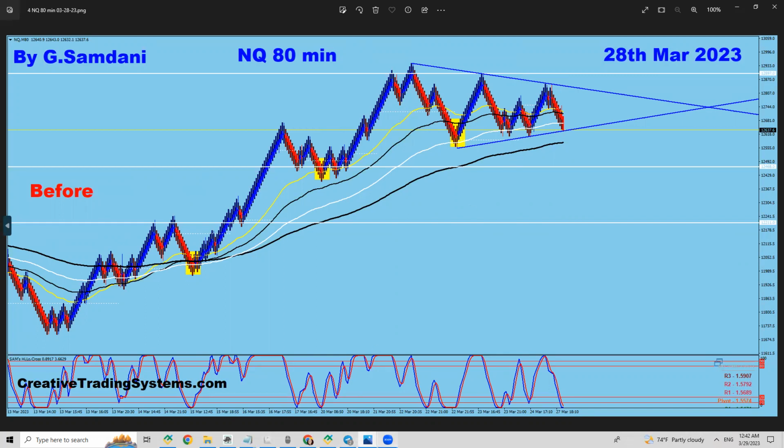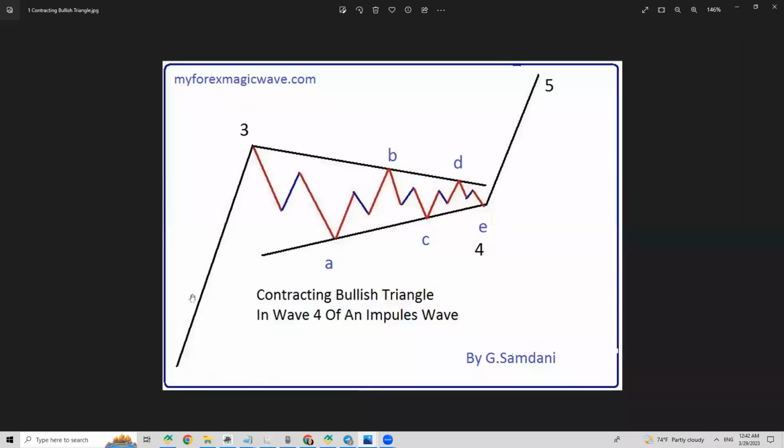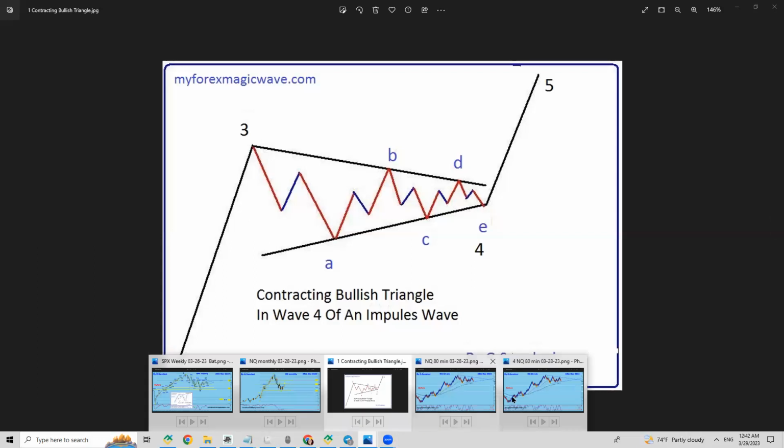What it is, is actually something like this. You see that? This is a big move to the upside or downside, but this is a bullish move, so I'm showing you the bullish chart. The price goes fast and furious to the upside, and then you have a sideways move like this. This pattern is called a contracting bullish triangle in wave 4, or sometimes in wave 2. Look at A, B, C, D, E, and then it breaks to the upside. So if that is happening here, where does it go?